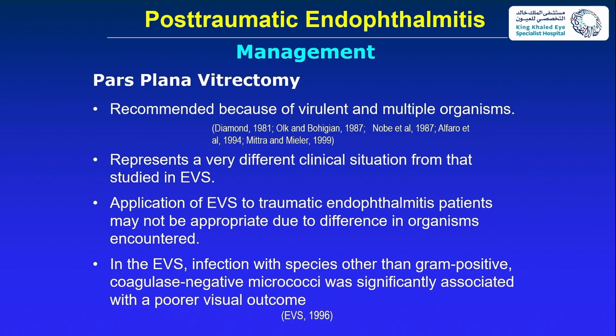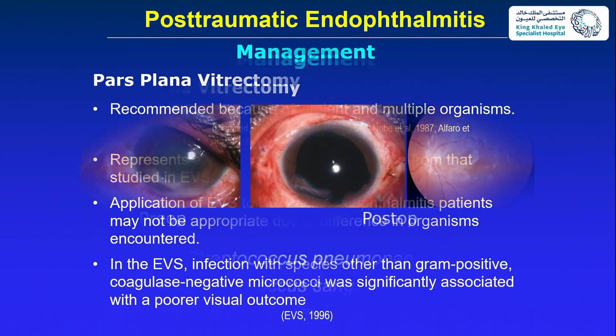And this disease represents a very different clinical situation, different from that of the Endophthalmitis Vitrectomy Study that dealt only with post-cataract endophthalmitis. So as I said earlier, you cannot apply the guidelines of the Endophthalmitis Vitrectomy Study to traumatic endophthalmitis or bleb-associated endophthalmitis. As I said, in the Endophthalmitis Vitrectomy Study that included only post-cataract endophthalmitis, infection with a species other than gram-positive coagulase-negative staphylococci was significantly associated with poor visual prognosis.